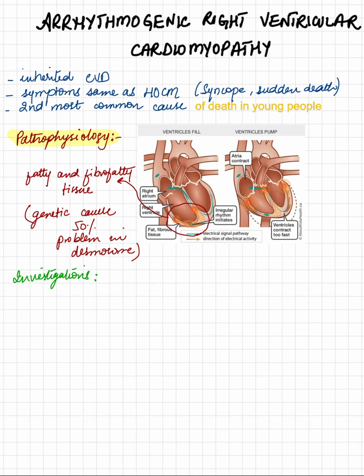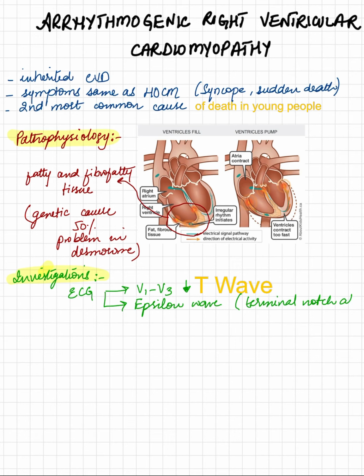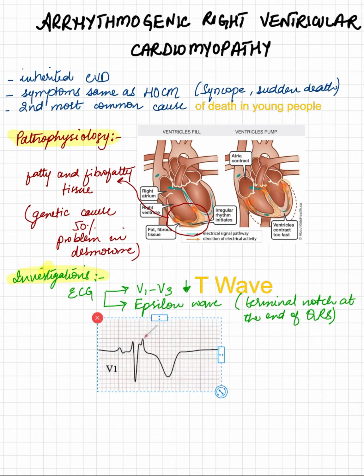Investigation of ARVC involves ECG abnormalities, of which specifically there are two. Number one is T wave inversion in V1, V2, and V3. And the second one is the epsilon wave, which is seen in 50% of cases of ARVC. It is basically a positive deflection at the end of the QRS complex, as seen here.